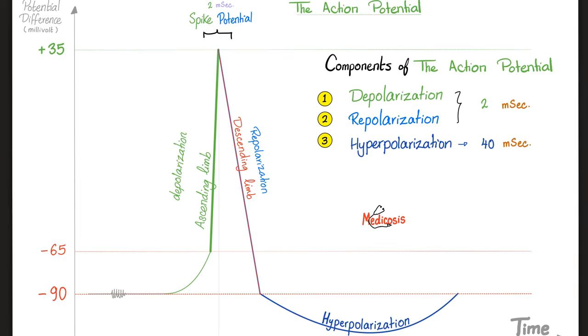Therefore, components of the action potential are depolarization, repolarization, and hyperpolarization. Depolarization is the ascending limb, repolarization is the descending limb. Together they form a spike. This is the spike, and this is the spike duration, or the spike potential duration. It's about 2 milliseconds. Contrast that with the hyperpolarization, it takes a lot of time, 40 milliseconds. This is super active, but this is a lazy butt.